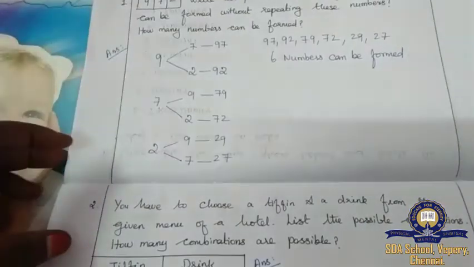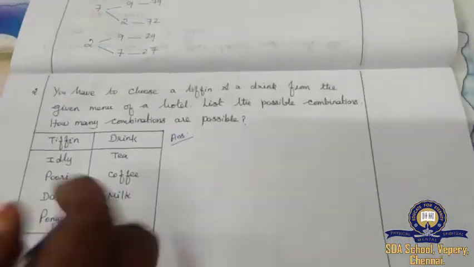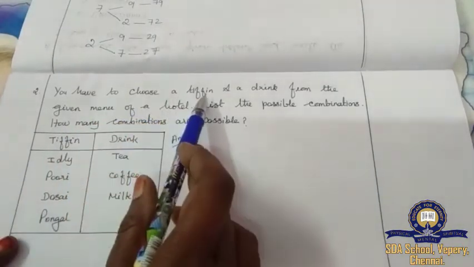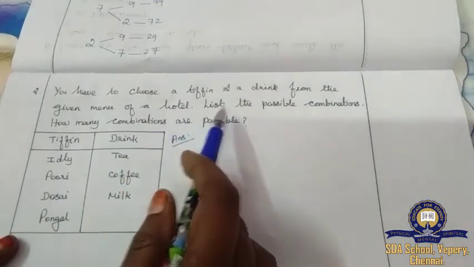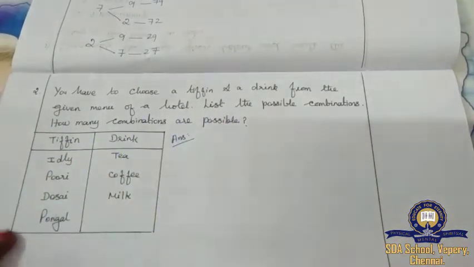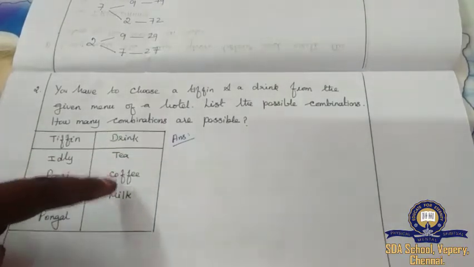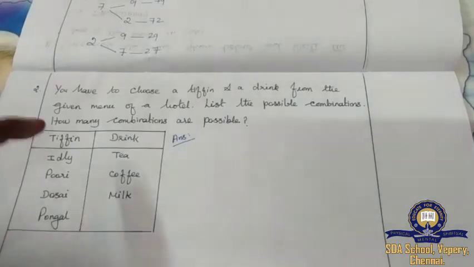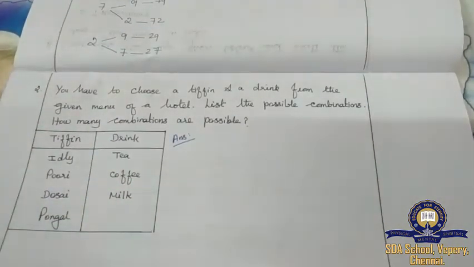So the next question. You have to choose a tiffin and a drink from the given menu of a hotel. List the possible combinations. How many combinations are possible? Here tiffin items are given: idli, puri, dosai, pongal. Drinks: tea, coffee, milk. So you have to choose one tiffin and one drink. What are the possible combinations?